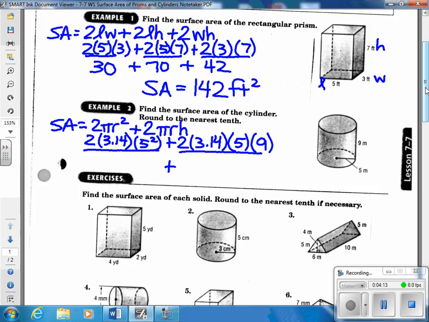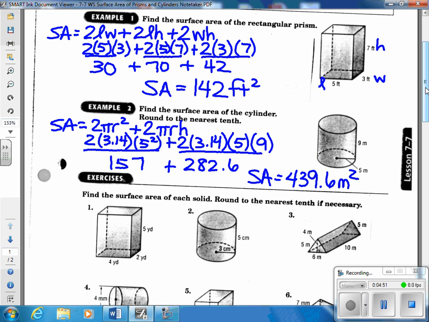So when we do the 2 pi r squared part, start with your exponents. 5 squared is 25 times 3.14 times 2. You should come up with 157 off of that multiplication part. Right? Then when you go to the second section, 2 times 3.14 times 5 times 9 is going to give you 282.6 when you round it to that tenths place. Then we're going to add the 2 values together. So the surface area for this cylinder is going to be 439.6 meters, and because it's surface area, you're going to put a square. Okay, volume is the only one that gets a 3. Everybody else gets a 2 or nothing.